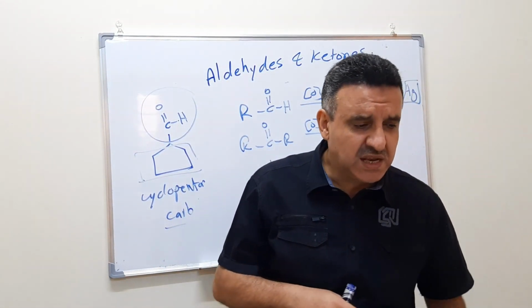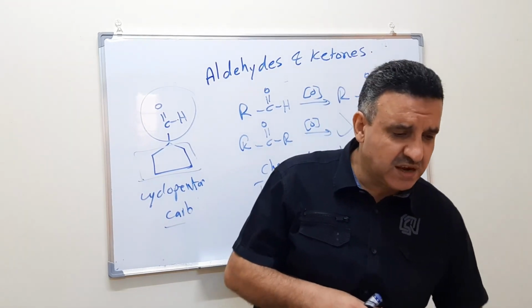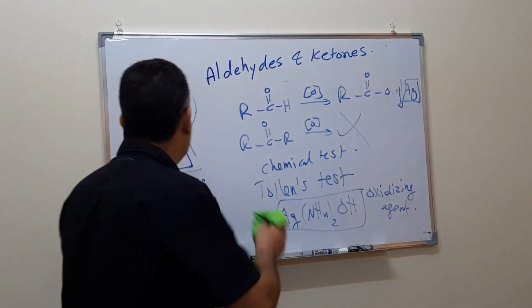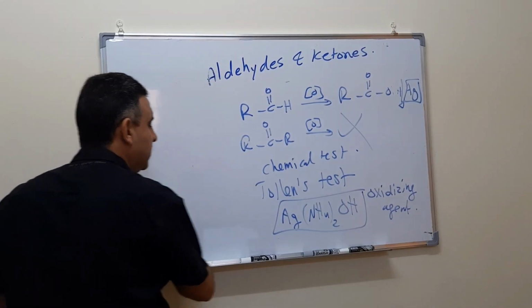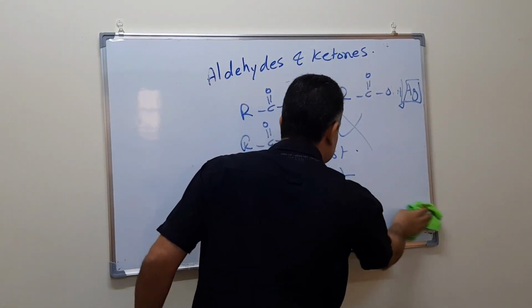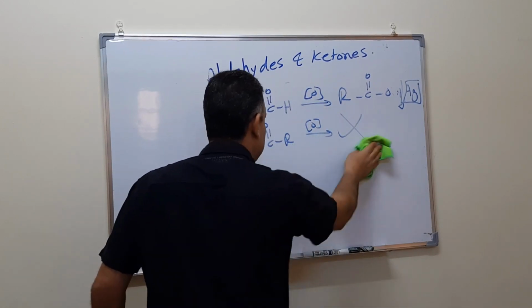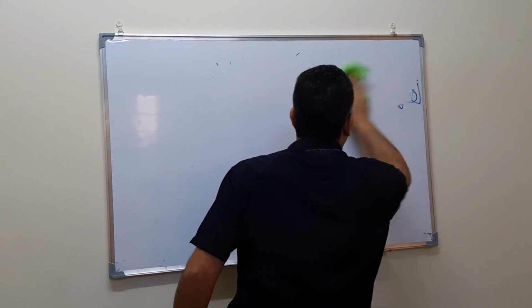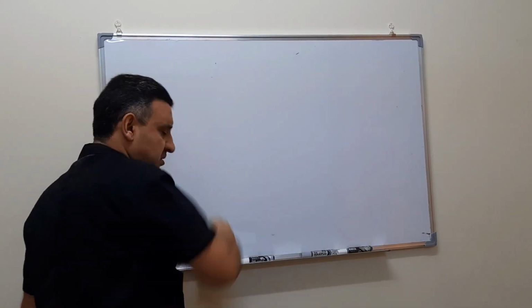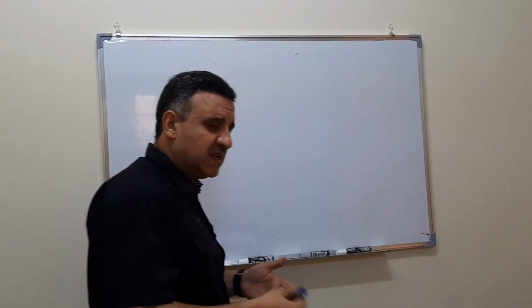Now, there is another reaction which aldehydes and ketones can react with, which is hydration, which is the addition of water to aldehyde or ketone. This reaction actually is not a practical reaction, which means we cannot get a stable product actually. We are just gonna comment on this as an addition reaction.